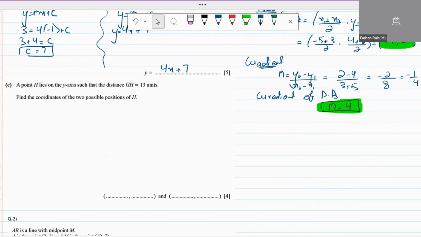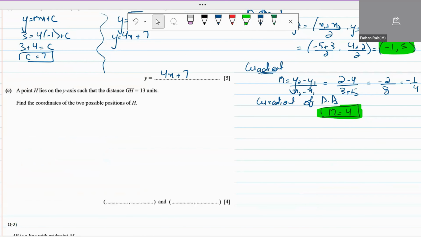Moving onwards, part C. It says a point H lies on the y-axis. Now this is one important thing: lies on the y-axis. Such that the distance GH is 13 units. GH is 13 units, the distance. Find the coordinates of the two possible positions of H.